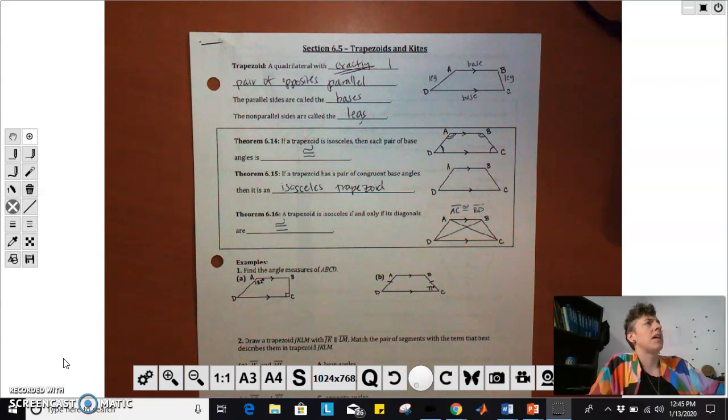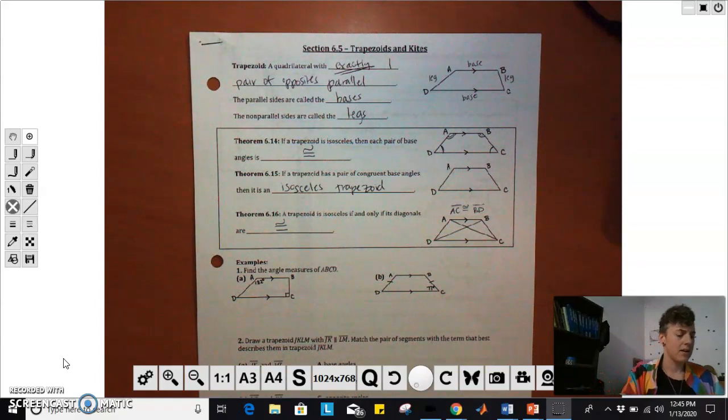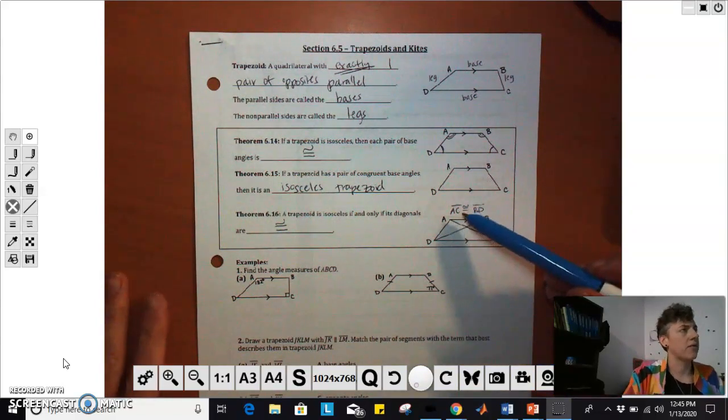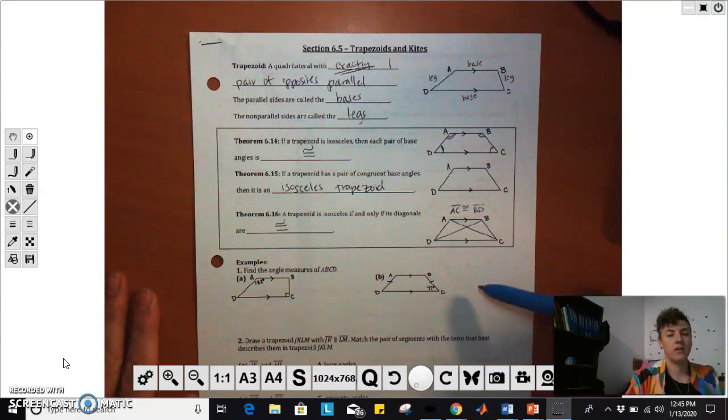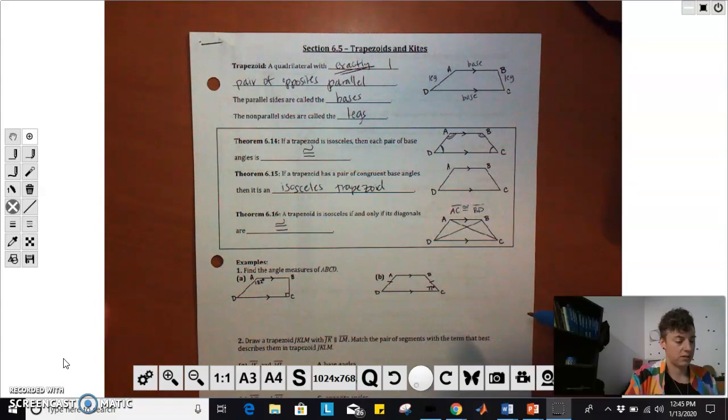So be careful, a trapezoid is not a parallelogram. It only has one pair of opposite sides parallel, whereas a parallelogram has both pairs of opposite sides parallel. So all the things that are true about parallelograms are not necessarily true about trapezoids.